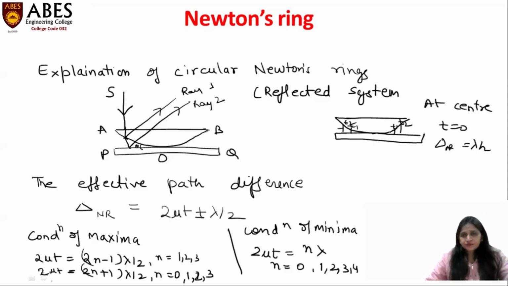lambda by 2. Okay. But when the interference occurs, if it would have been a wedge shape, because Newton's ring is an example of a wedge shape, the wedge is formed, the angle theta is formed. So it is an example of a wedge shape film.